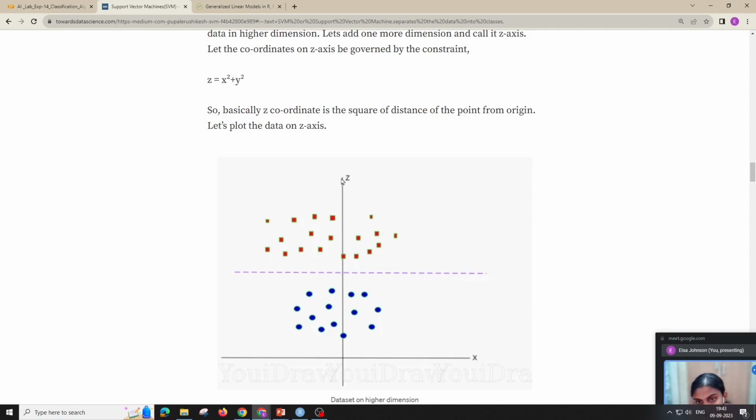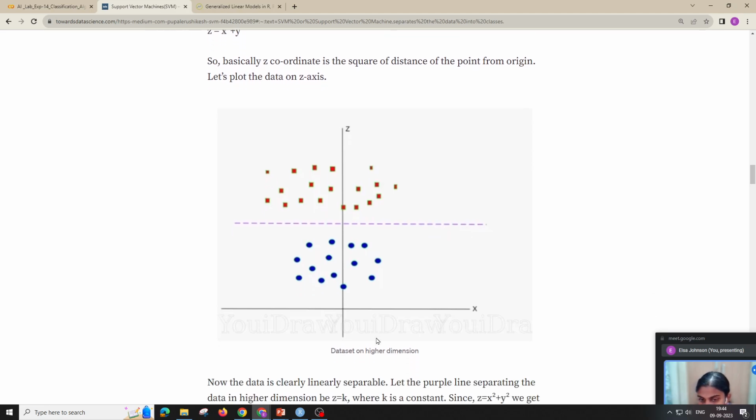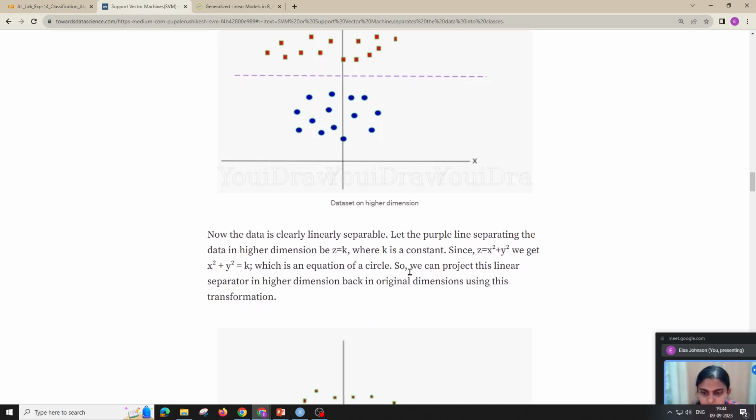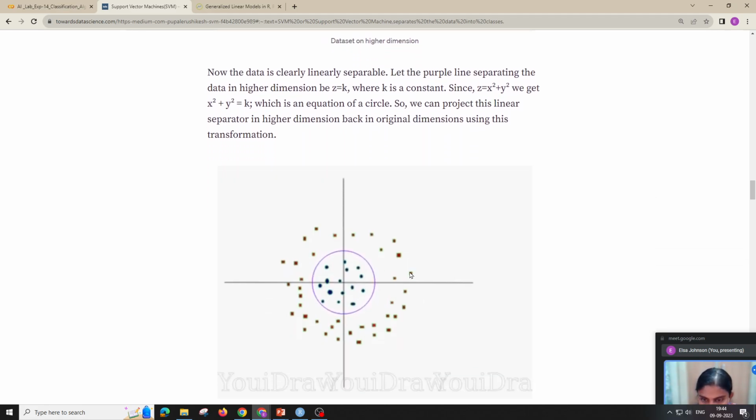Okay, so you can see that a new dimension is created, and when that new dimension is created you are able to separate the two classes. Okay, so now it is linearly separable. So the purple line, as you can see here, is separating the data in a higher dimension. So this plane is like z equal to one particular value, k. So here you can get that particular plane.